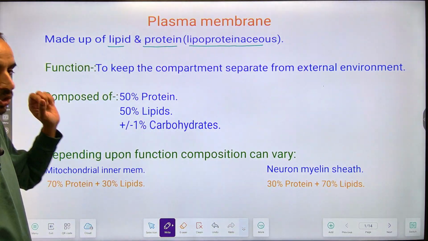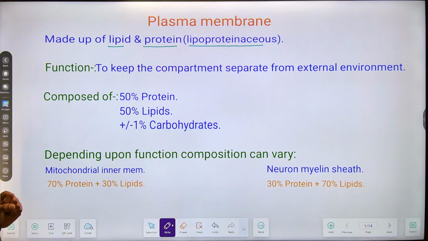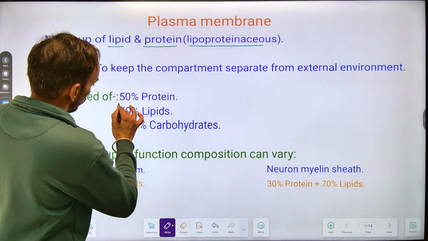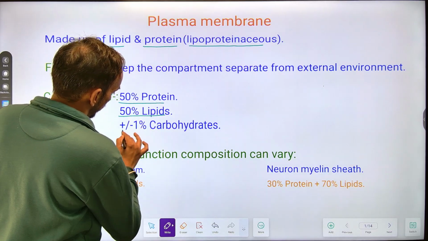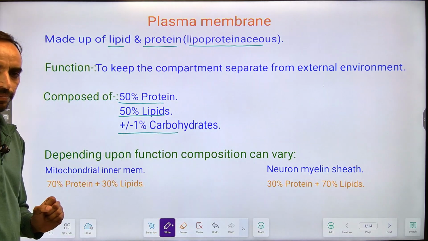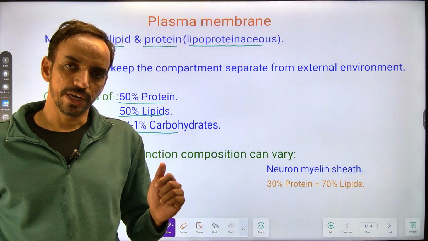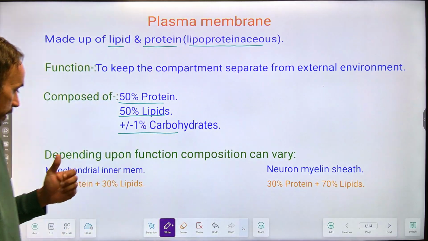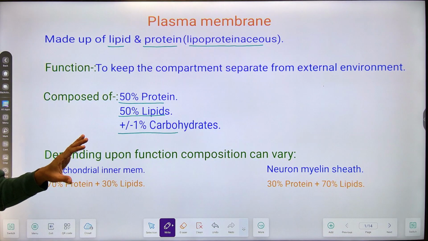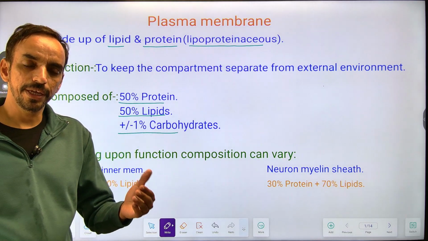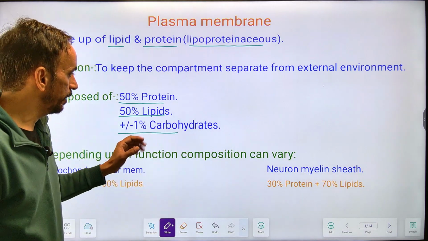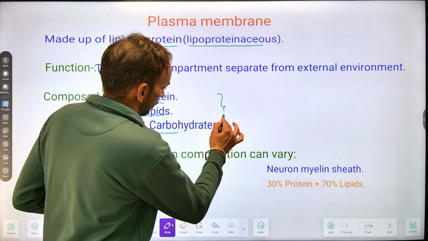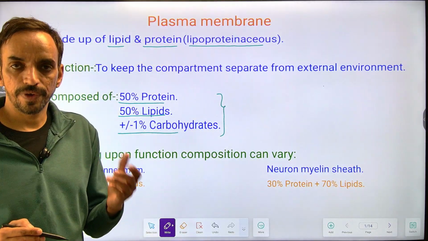If you talk about the composition of this plasma membrane, it is generally made up of 50% protein, 50% lipid, and there is a presence of plus minus 1% sugars or carbohydrates along with some amount of cholesterol. Now, depending upon the function of a membrane, this 50-50% composition can vary.